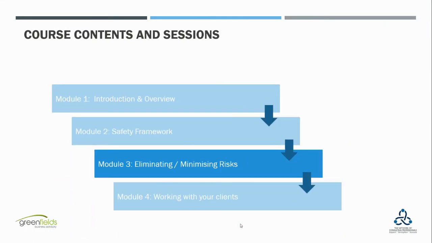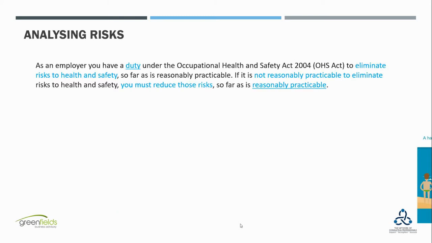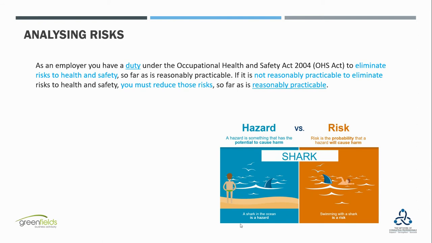So for Module 3, we're going to talk about eliminating or minimising risks. So let's get started. As an employer, you have a duty under the Occupational Health and Safety Act to eliminate risks to health and safety, so far as is reasonably practicable. If it's not reasonably practicable to eliminate risks to health and safety, you must reduce those risks.